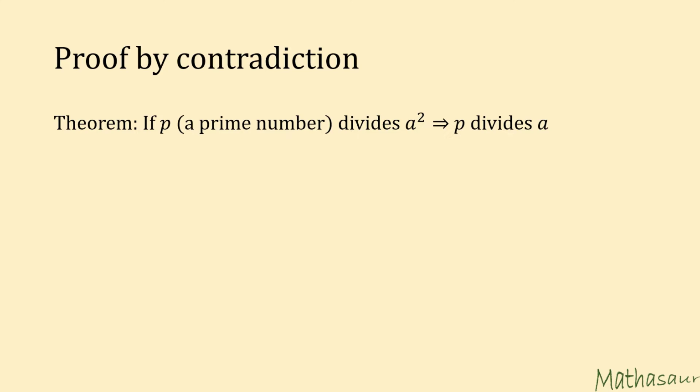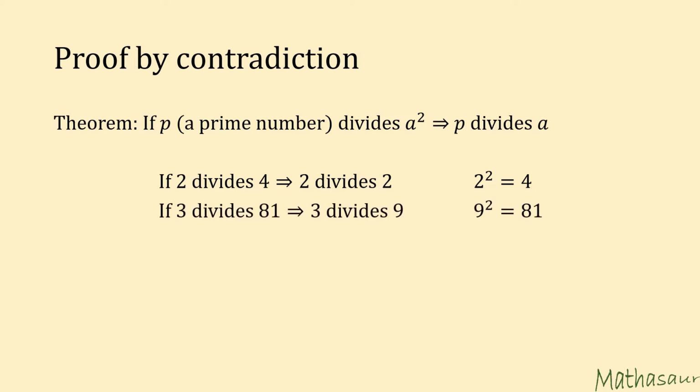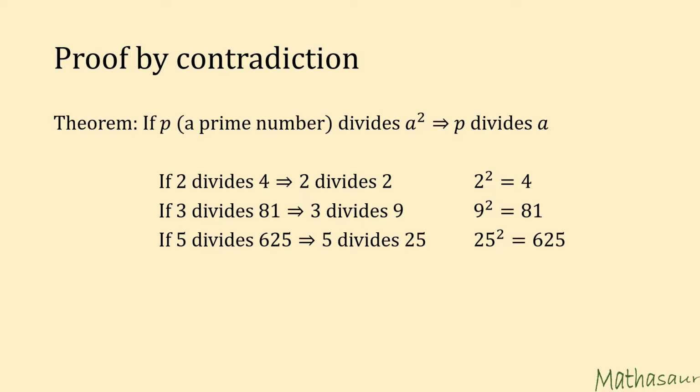Logically, that makes sense. But let us look at a few numbers and observe. If 2 divides 4, then 2 divides 2. 2 square is equal to 4. We see that 2 divides both 2 as well as 4. Let us look at 9 square. If 3 divides the square of 9, that is 81, then that implies that 3 divides 9. That also seems correct. Let us look at 25 square. Now, if 5 divides 625, that is the square of 25, then 5 would also divide 25. All these statements make sense.